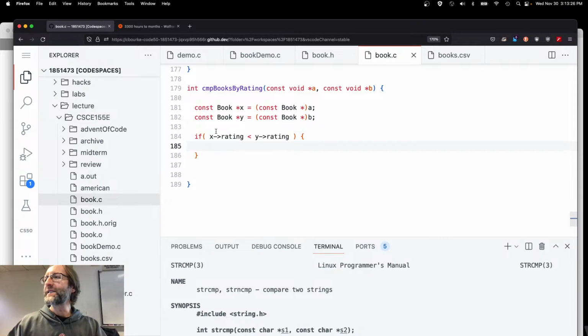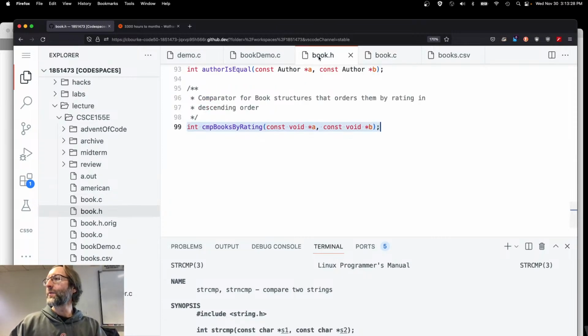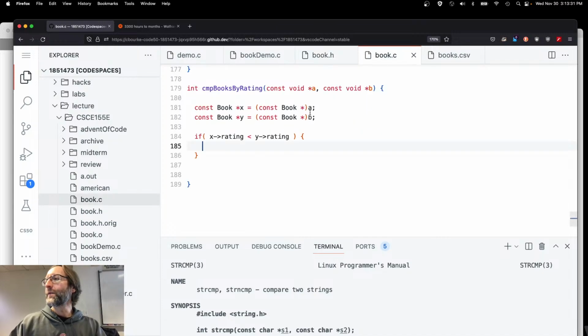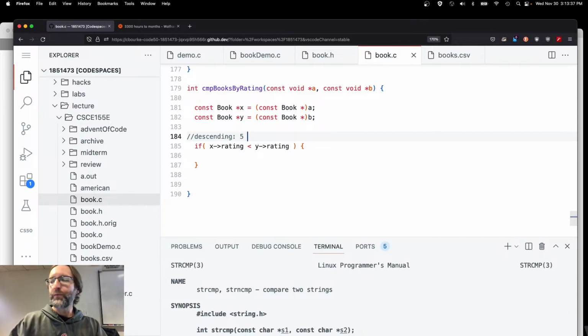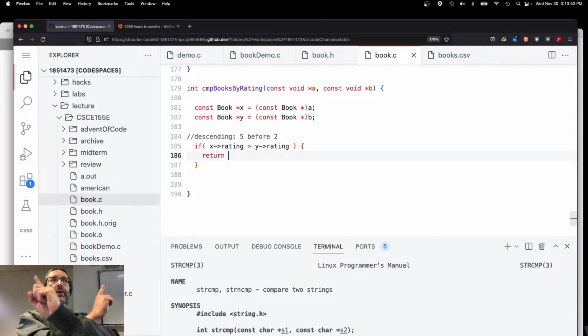do they go again? In ascending order? What was it? Descending order. Right. So note to self, descending. Right. 5 before 2. All right. So are they in order? Well, they're in order if that first one is greater than 2. And so what should I return now? 1 would be out of order, right?